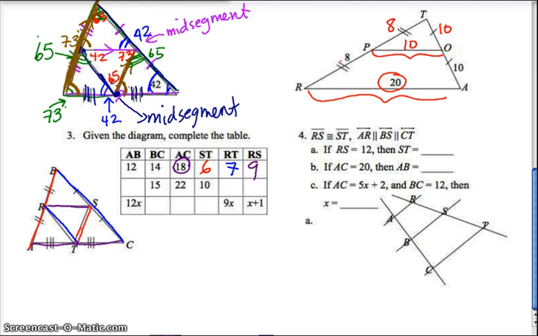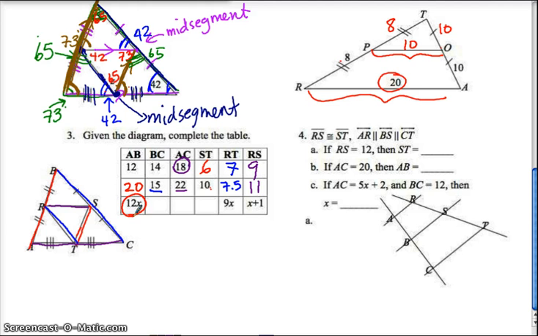All right, well, let's go back. If ST is 10, then AB must be 20. If BC is 15, then RT must be 7.5. And if AC is 22, then RS must be half of that, which is 11. Okay, now we just do it algebraically without numbers, but we have algebra as our answer.